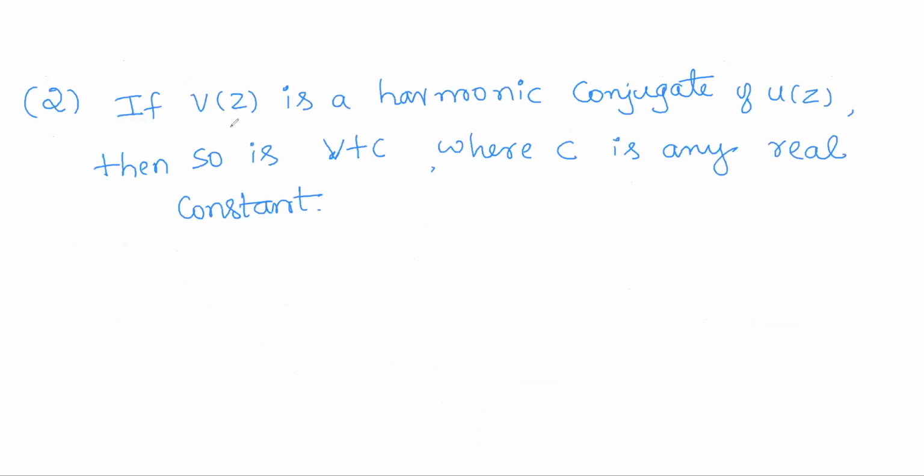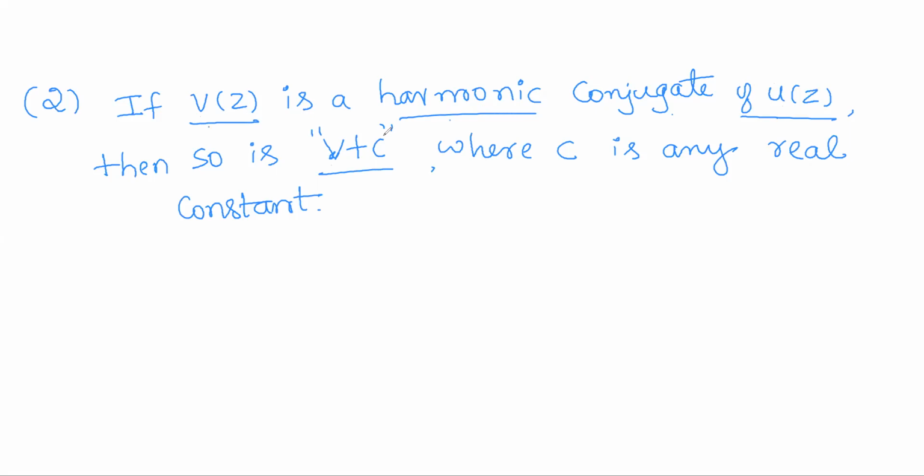Next we observe that whenever V is a harmonic conjugate of U, it means U and V are harmonic functions and satisfy CR equations. Whenever we have two harmonic functions U and V such that U and V satisfy CR equations, we say V is harmonic conjugate of U. And whenever V is harmonic conjugate of U, then the function V plus C is also harmonic conjugate of U.